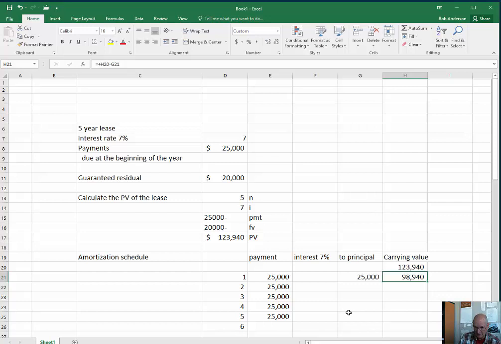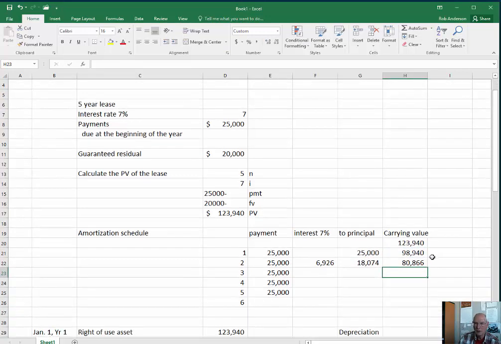Then a year goes by. So interest is at 7%. We're going to pick up this, and we're going to multiply by 0.07. And that's going to give us our interest for 1 year. So that means that the amount of decrease to our lease liability is there at 18 and a bit. And we can take that and decrease it.